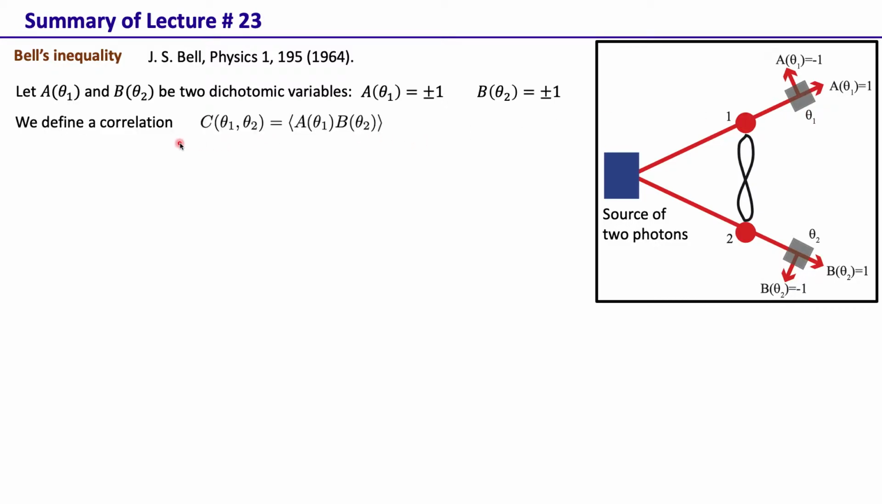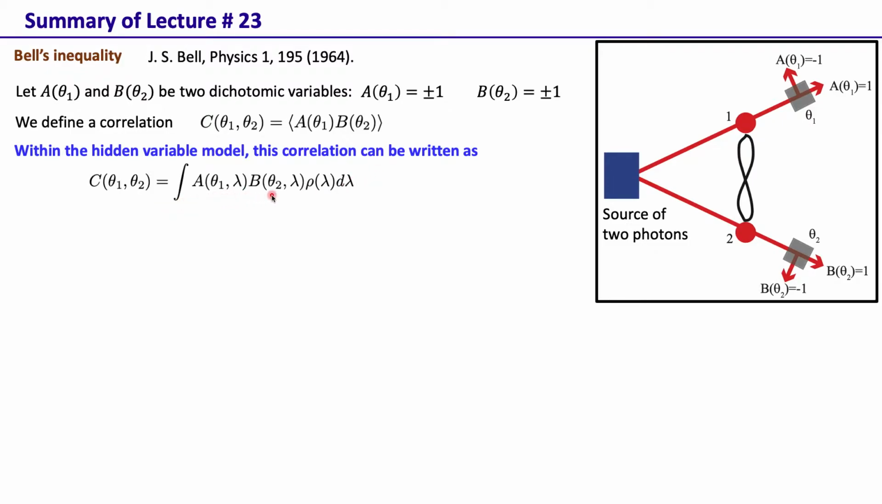So for such a situation, one constructs this correlation function, which is A theta 1 B theta 2 ensemble averaged over many measurements. Within the hidden variable model, this correlation can be written as the integral of A theta 1 lambda B theta 2 lambda times rho lambda d lambda, where A theta 1 lambda is the outcome of A when the polarizer is at theta 1, but this is decided by a hidden variable or a set of hidden variables lambda. Again, the outcome at B when the polarizer is at theta 2 is decided by a set of hidden variables lambda.